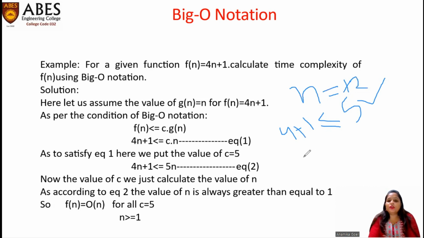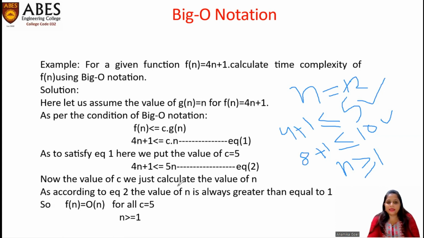So, what happened? 4 into 2 is 8. 8 plus 1 is less than or equal to 5 into 2, which is 10. 9 is less than or equal to 10. The condition is again satisfied. So what is the value of n here? n is always greater than or equal to 1. In that case, equation number 2 is always satisfied.